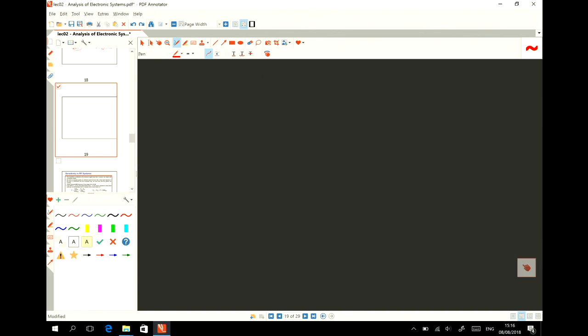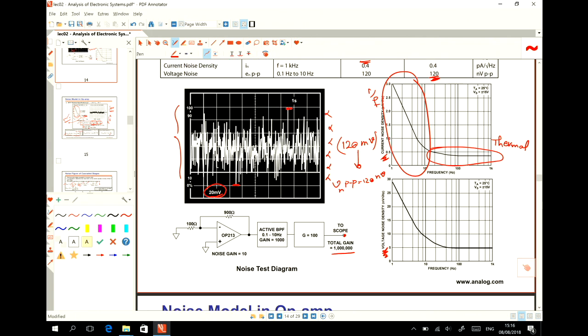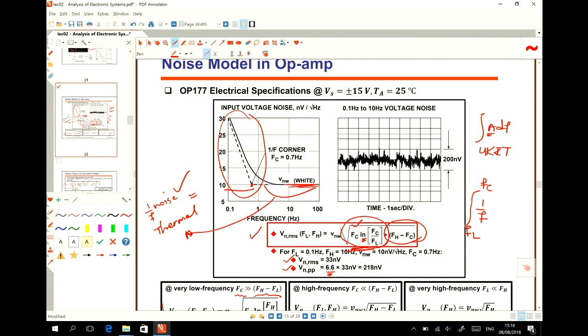One thing that I mentioned the other day, in the op amp, or it's better if I go to the corresponding lecture slide. So in the op amp, I showed you that we can calculate the Vn RMS of the op amp based on the values that we get on the op amp, the corner frequency FC and the white noise, which is given based on these formulas. And then I said that the Vn peak to peak is 6.6 times the Vn RMS.